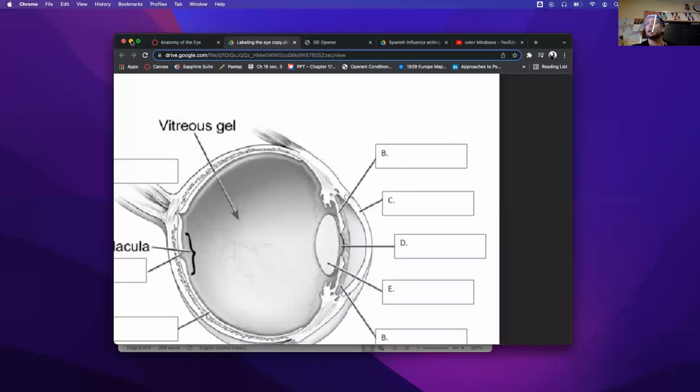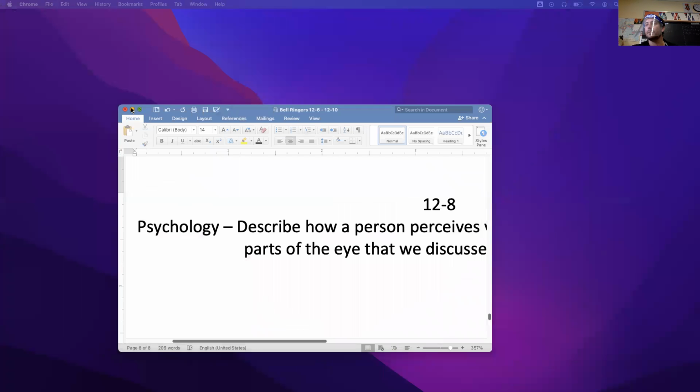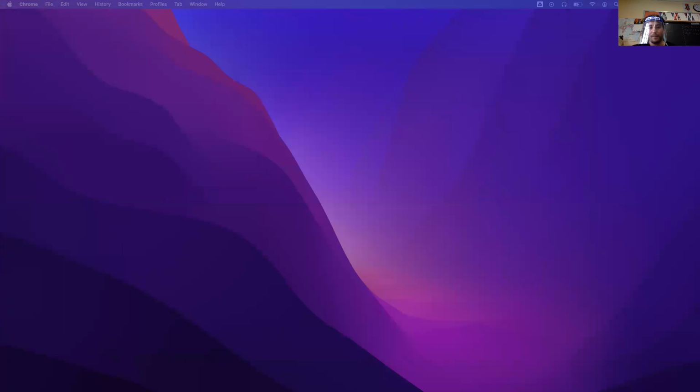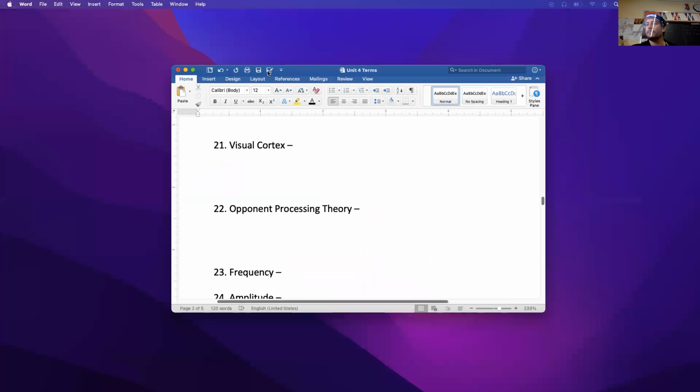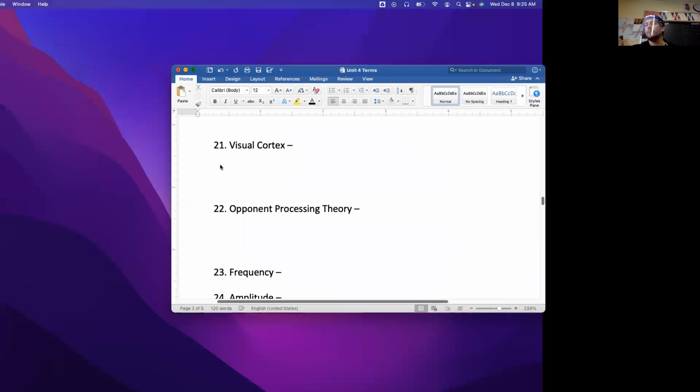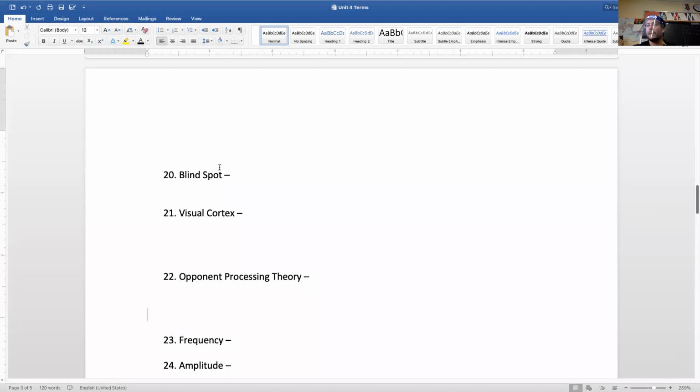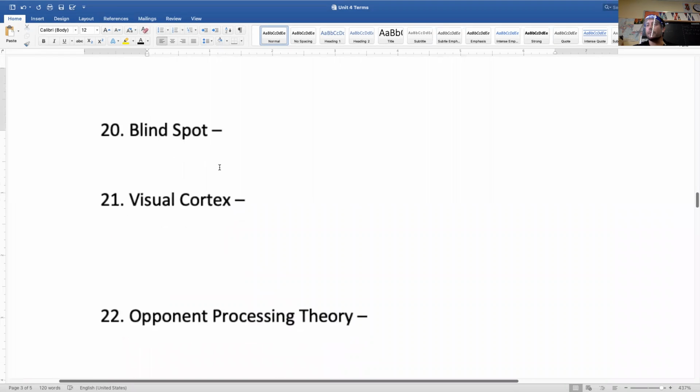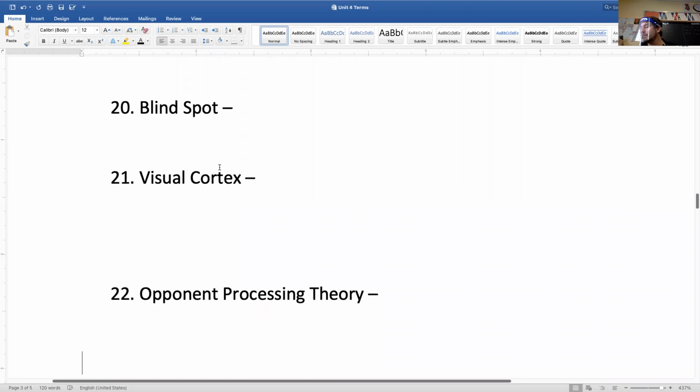Well, the test definitely. I don't know if we'll have a quiz anytime soon. But the test. All right, terms for today. I don't know how far we'll get, but we'll talk about the light spectrum more tomorrow, I'm guessing, just the way things are going. So the blind spot, visual cortex, and opponent processing theory.